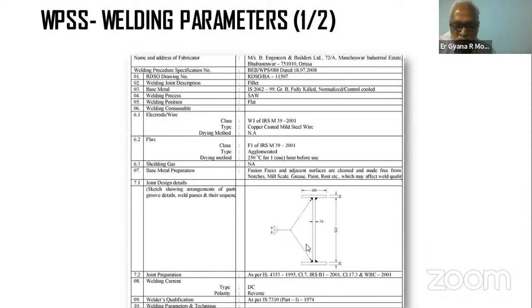So in most of the components, it is the DC type of power source we have been using. Most of the weldings are done with a DC power source, and most of the welding in bridges is done in reverse polarity. If this is not followed, then we are likely to have very porous welds.